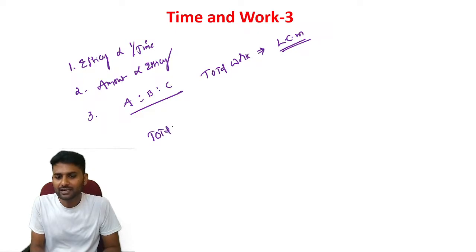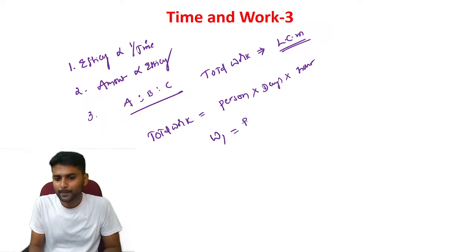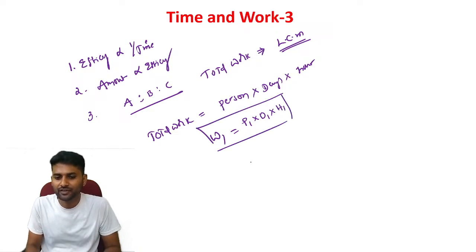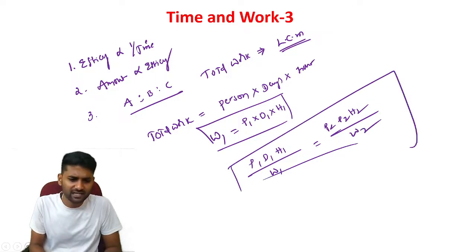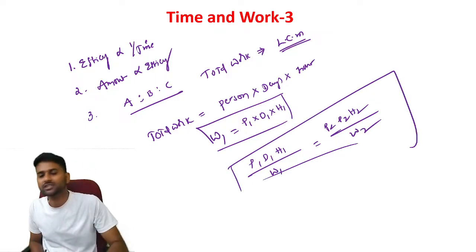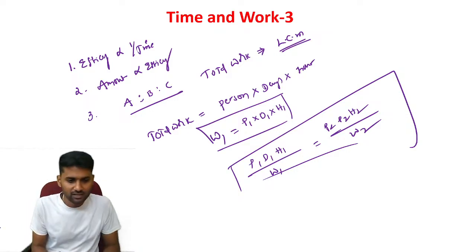There is another way to calculate total work. Total work depends on how many persons are working, how many days, and how many hours every day they are working. That's why W1 is always equal to P1 D1 H1. If you are comparing two different works, the comparison is P1 D1 H1 divided by W1 is equal to P2 D2 H2 divided by W2. This is the basic information you require to solve any question in time and work. So without any delay, let's start our exercise.